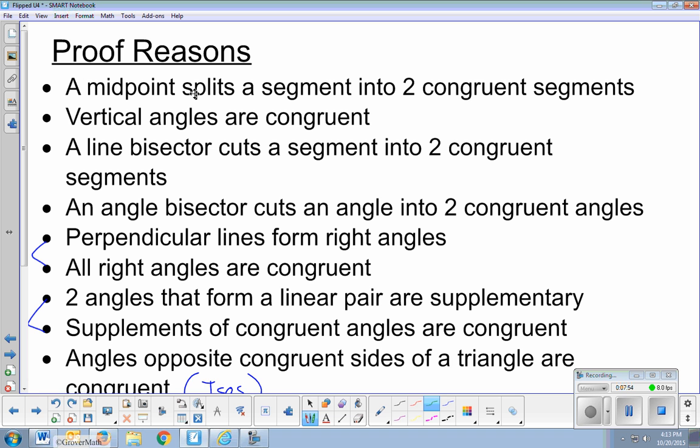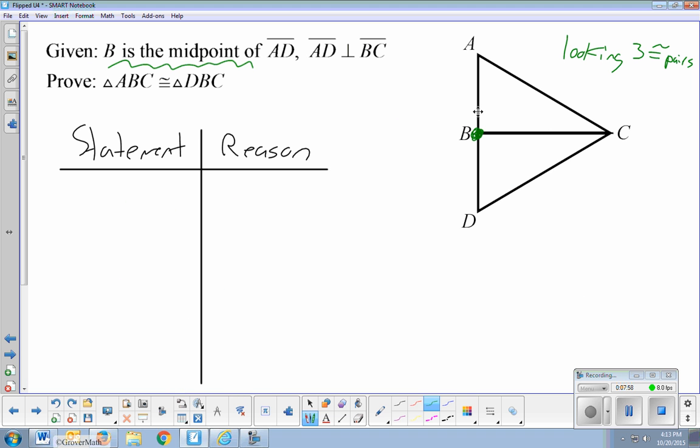The top one up here. A midpoint splits a segment into 2 congruent segments. So if B is the midpoint of AD, that means that AB is congruent to BD. Okay, I'm going to put that down, but let me kind of plan out this whole thing first. So that's one congruency pair right there. You got this side of this triangle is congruent to this side of the other triangle. That's one congruency pair. Then you have AD is perpendicular to BC. So where these lines meet, perpendicular lines form right angles.